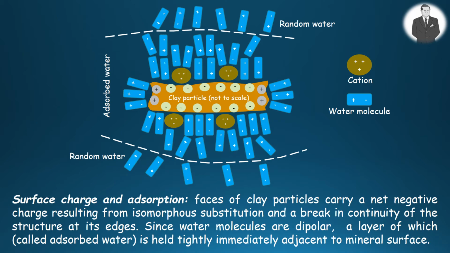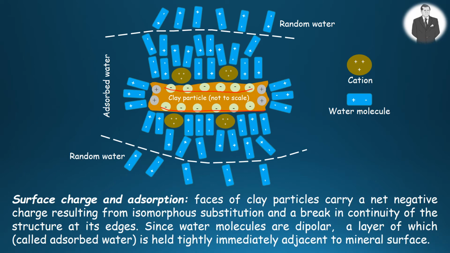The second important property is the surface charge and adsorption. Faces of clay particles carry a net negative charge resulting from isomorphous substitution and a break in the continuity of the structure at its edges. Actually, edges of the clay particles are positively charged.